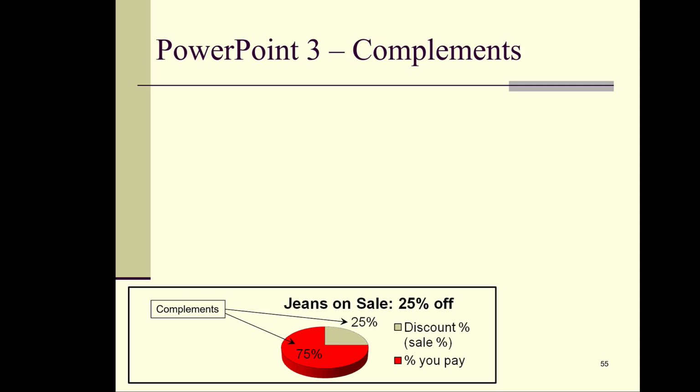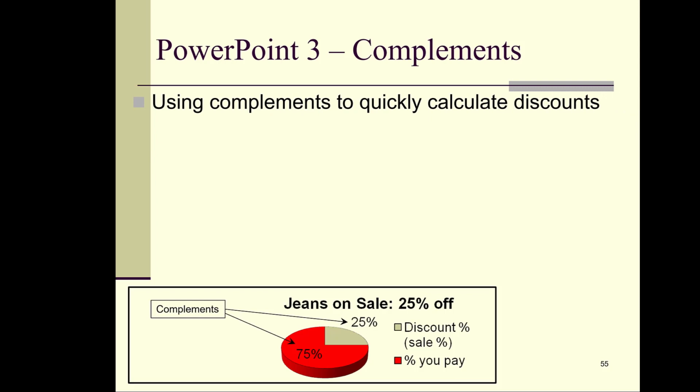Sometimes the company will offer more than one discount on a product, perhaps for buying larger and larger quantities. To quickly calculate the amount due when there is a series of discounts, we can use complements. So let's first talk about complements. We can use them to quickly calculate discounts, which we have kind of done in one of the previous videos. So what is a complement?